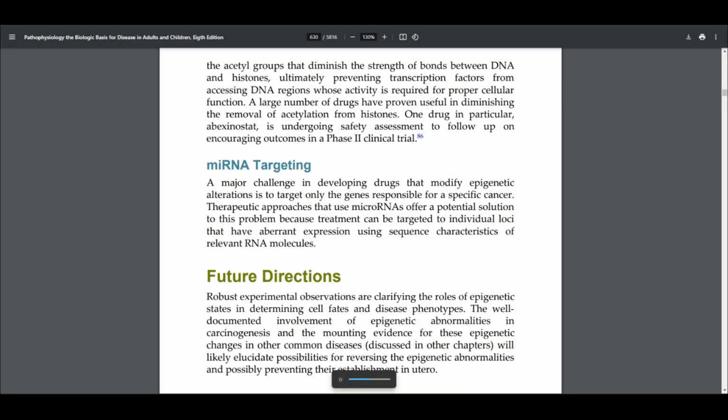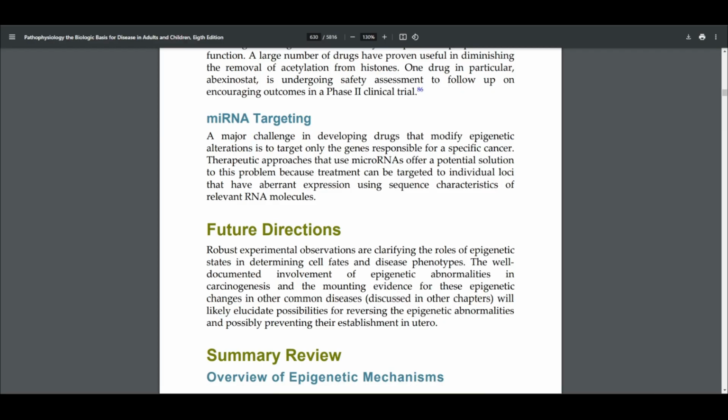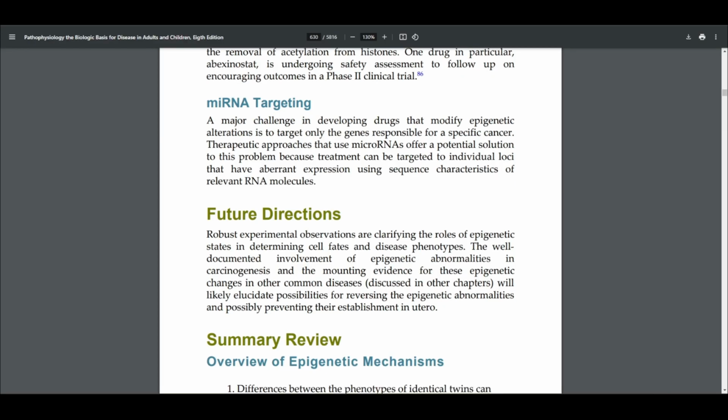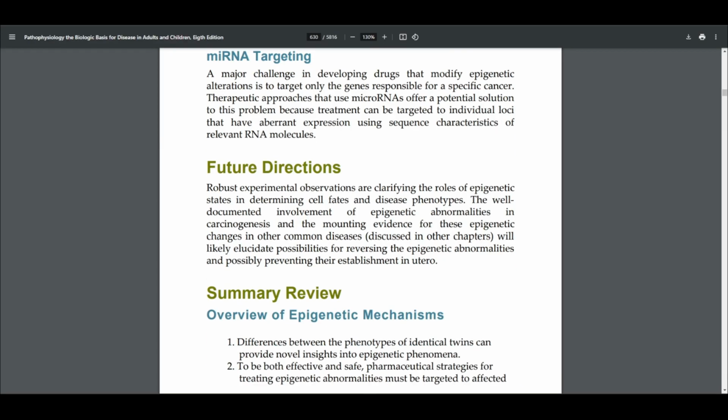MicroRNA targeting. A major challenge in developing drugs that modify epigenetic alterations is to target one of the genes responsible for specific cancer. Therapeutic approaches that use microRNAs offer a potential solution to this problem because treatment can be targeted to individual loci that have aberrant expression using sequence characteristics of relevant RNA molecules.